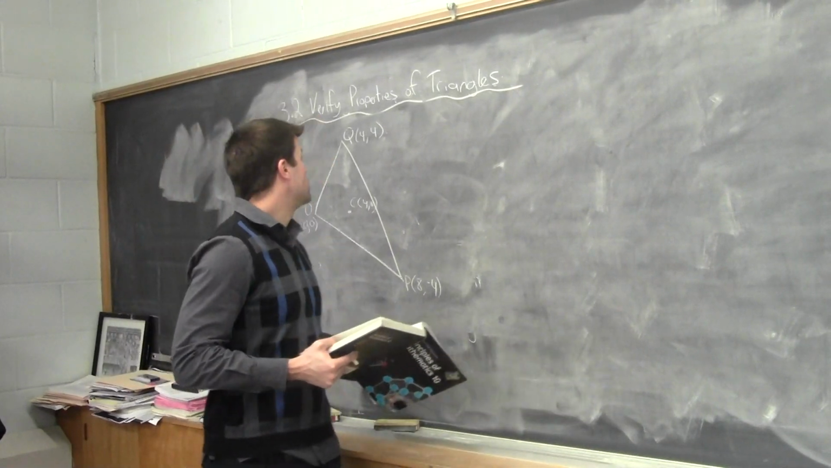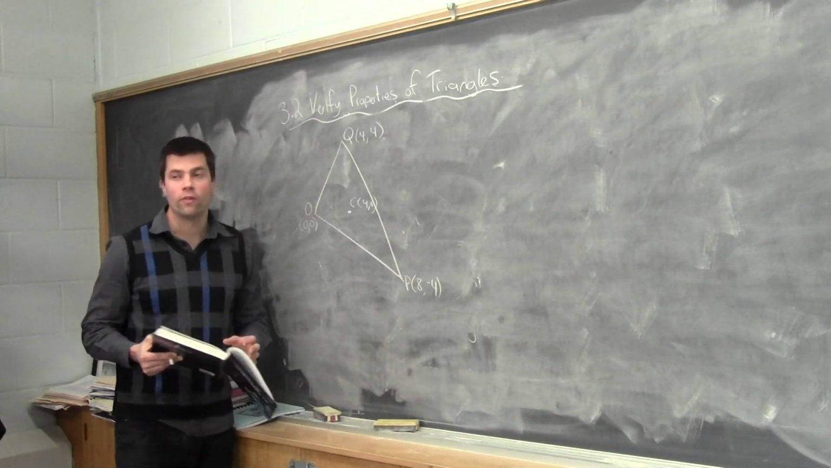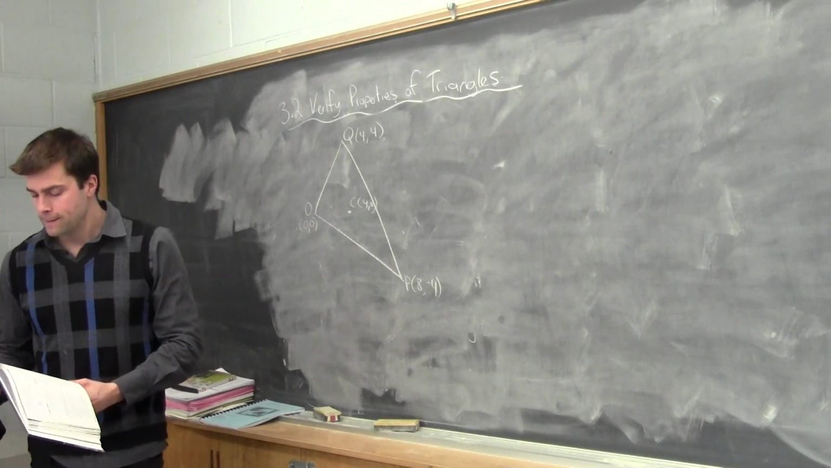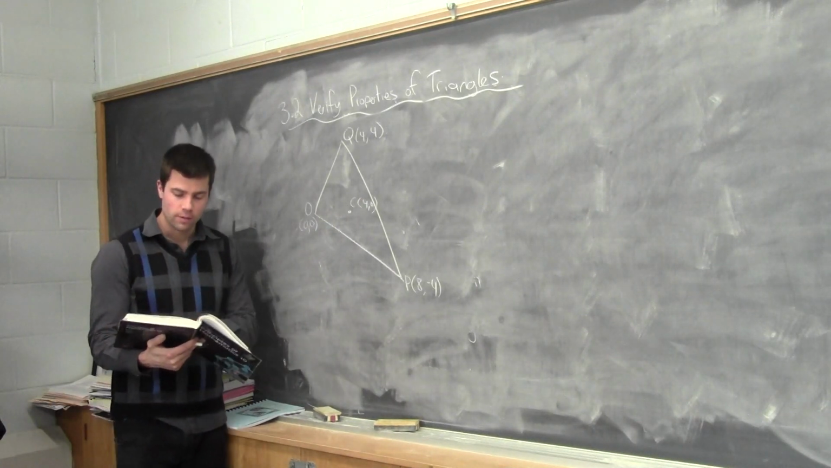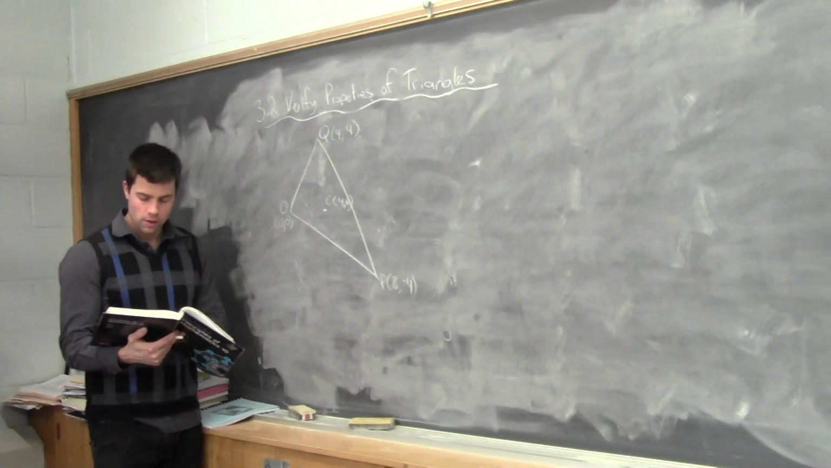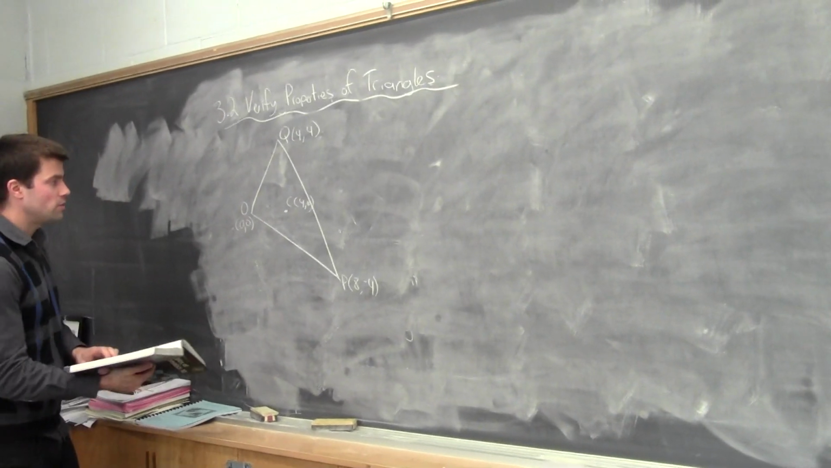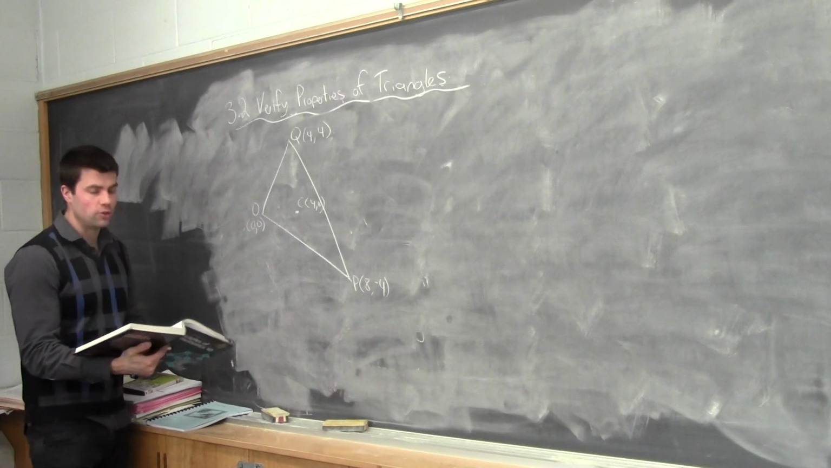Okay, so this is section 3.2. We're verifying properties of triangles. One of the first things we want to look at there is the centroid of a triangle. So we talked about in the last lesson what a centroid was.